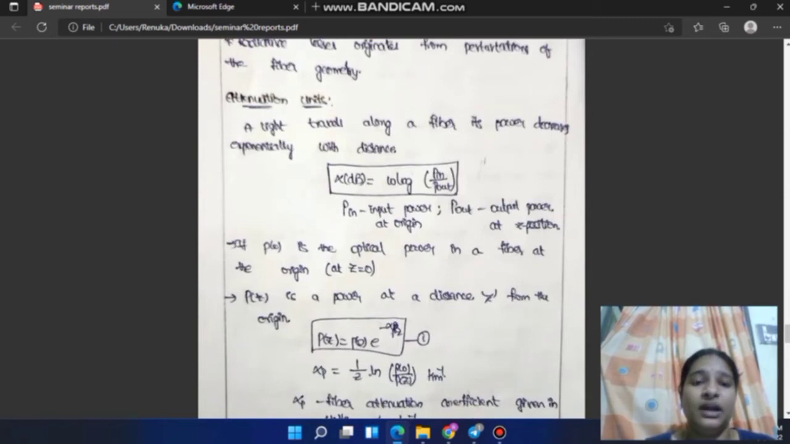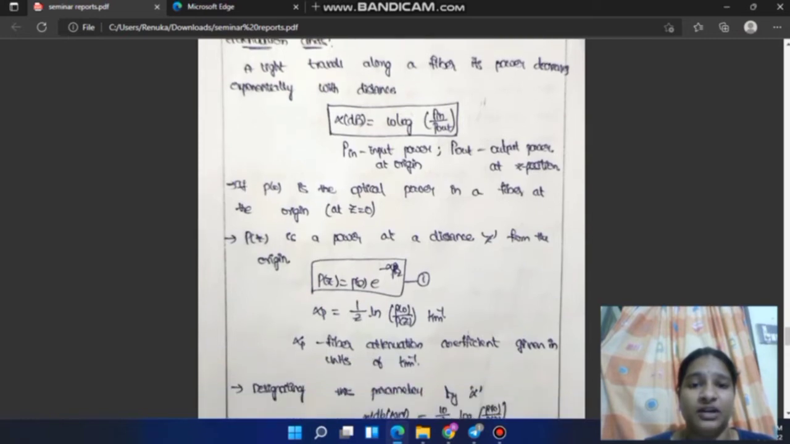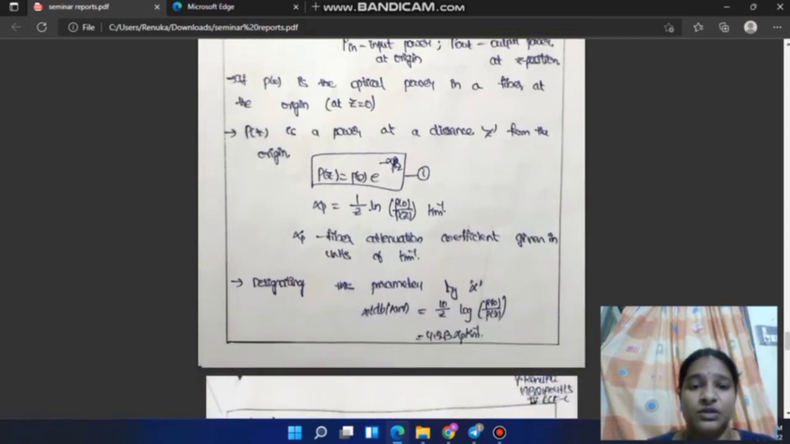Attenuation units. As light travels along a fiber, its power decreases exponentially with distance. Alpha dB is equal to 10 log10 of P in by P out. P in is the input power at the origin, P out is the output power at position Z. If P0 is the power in the optical fiber at the origin, 0, and Pz is the power at distance Z from the origin, then P of Z is equal to P0 times e to the power minus alpha_P times Z.